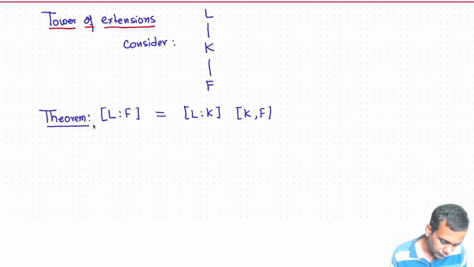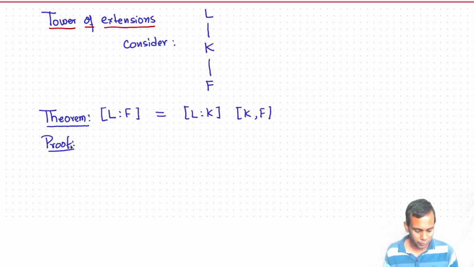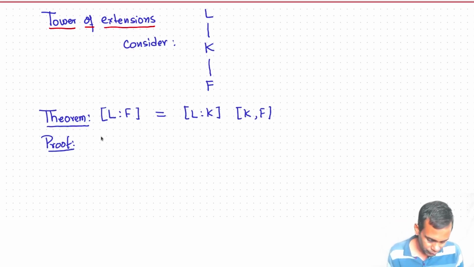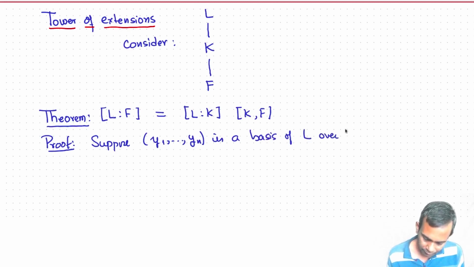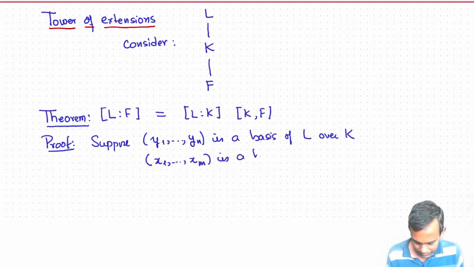This is not a very difficult theorem to prove. If you just think about it, you'll probably come up with a proof very similar to what I'm going to give here. So you can try pausing the video and trying to come up with the proof, or you can watch a little bit and then try to finish the proof. What we'll do is construct a basis of L over F from a basis of L over K and a basis of K over F. So suppose y1, y2, up to yn is a basis of L over K, and x1, so these are all elements of L, x1, x2, up to xm is a basis of K over F.